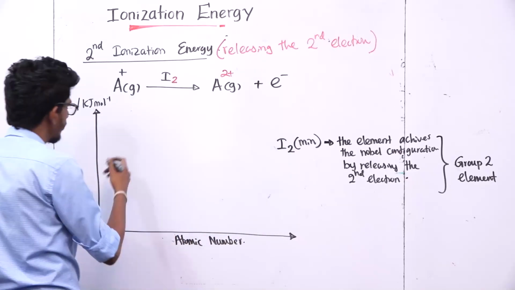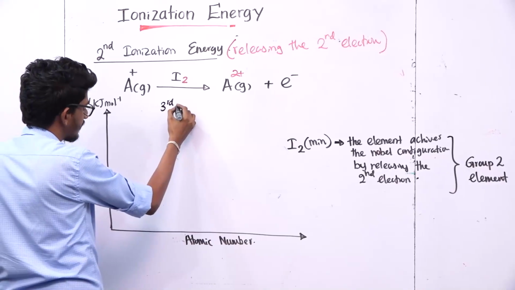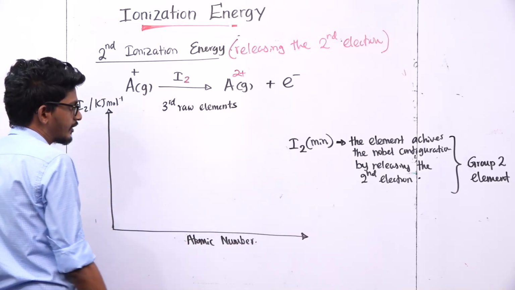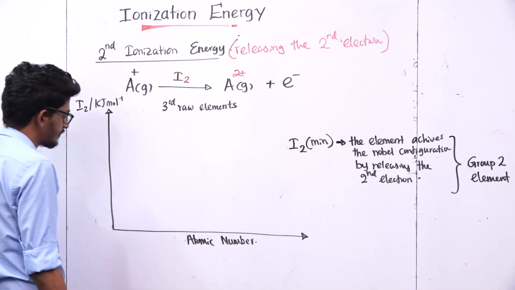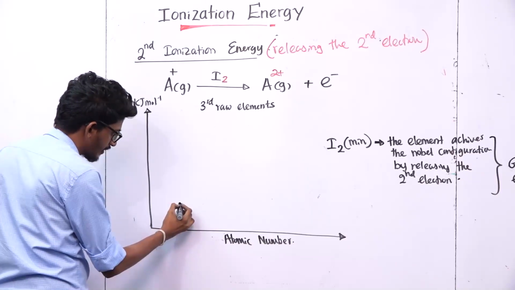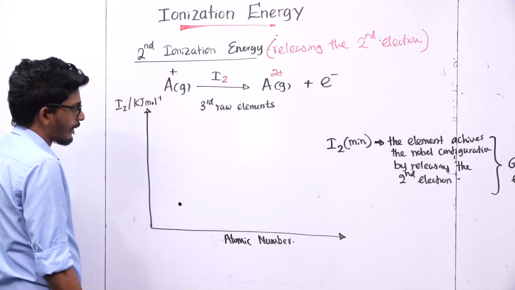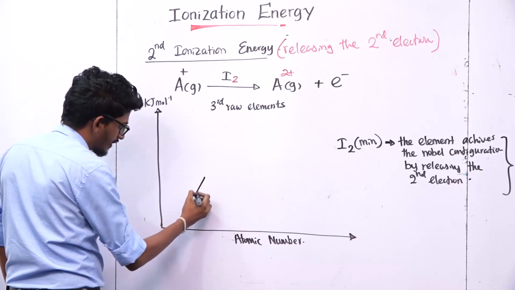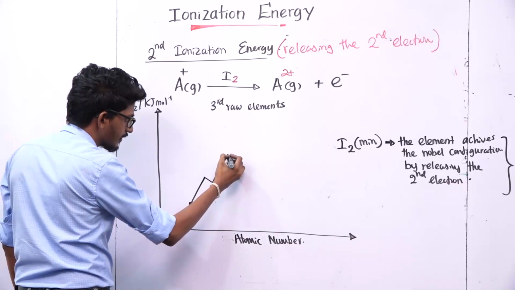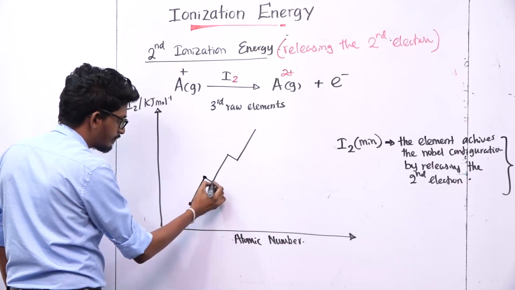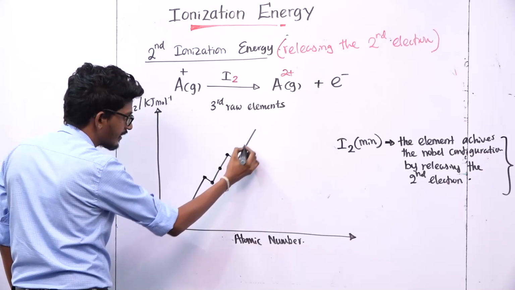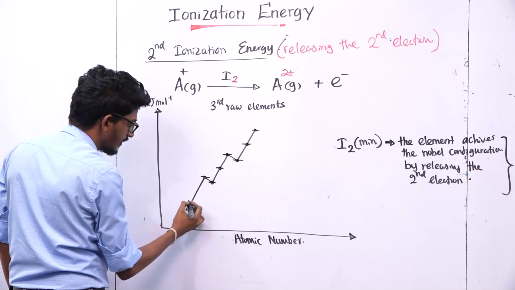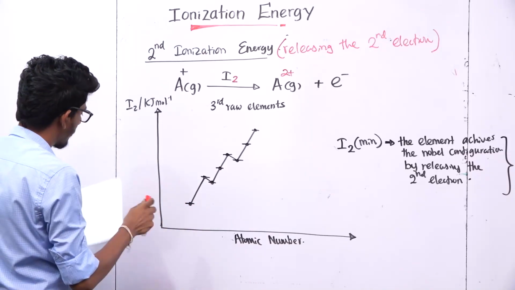If you are considering third row elements, it should be magnesium. So magnesium shows the least I2 when it comes to group 2 elements, right? So the trend is zigzag, but the trend should start with magnesium. That is the idea. The least I2 should be shown by magnesium.